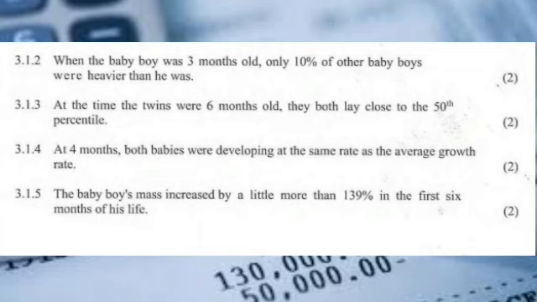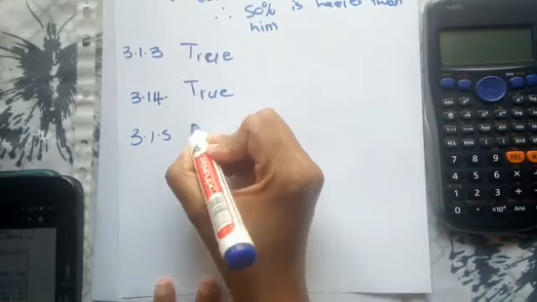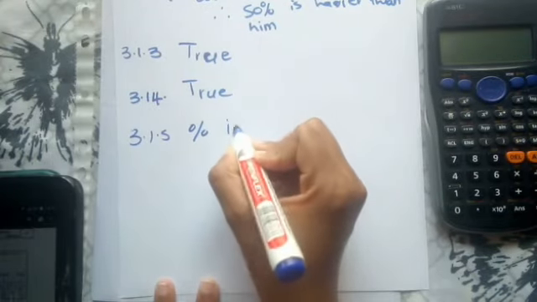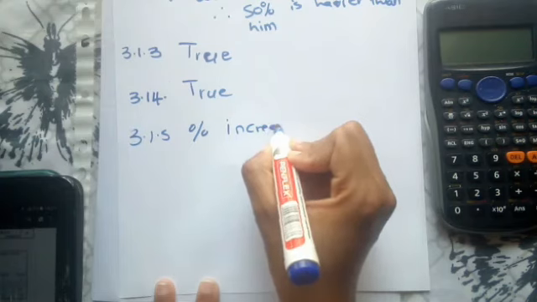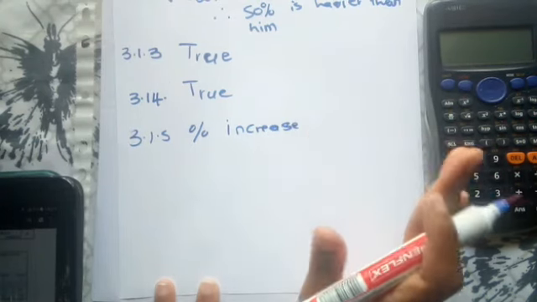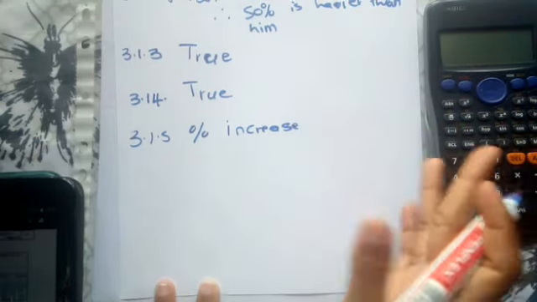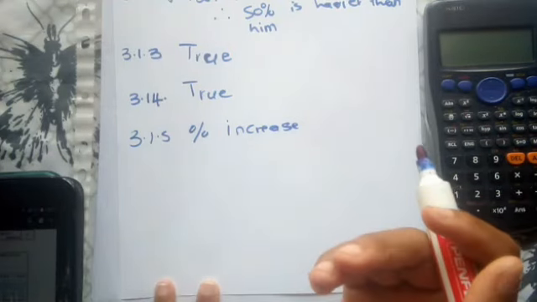The baby boy's mass increased by a little more than 139% in the first 6 months of his life. So this one doesn't need a growth chart. In this one, we are calculating the percentage increase. A percentage increase is usually a very common question. It has a very simple formula.